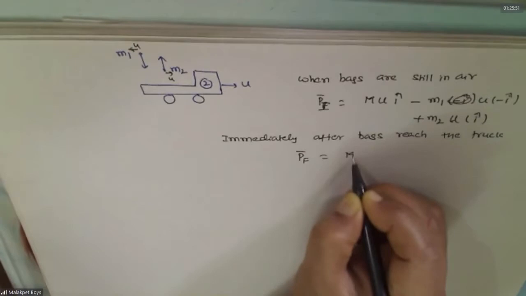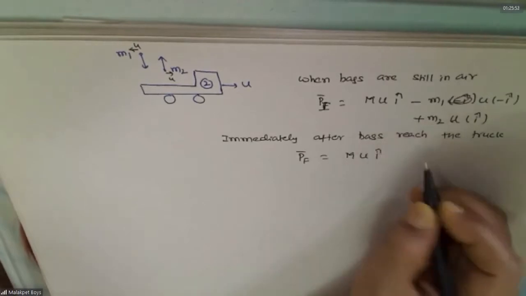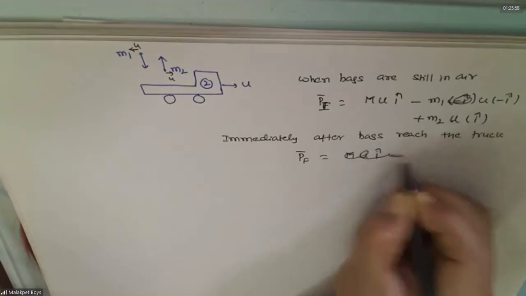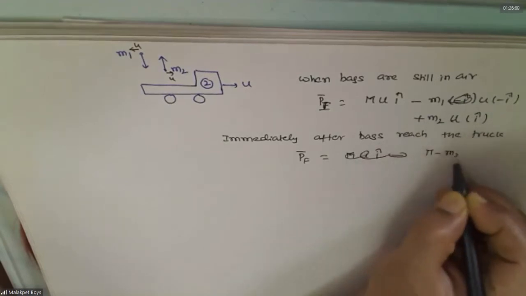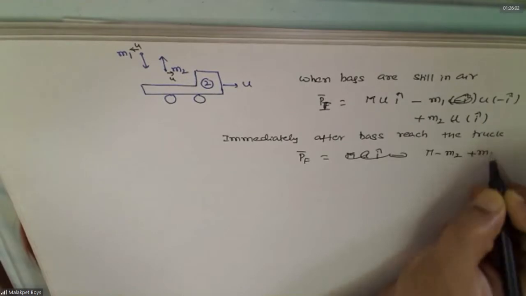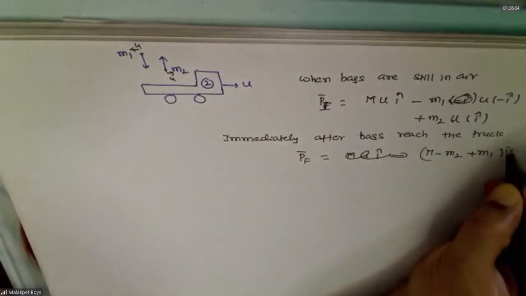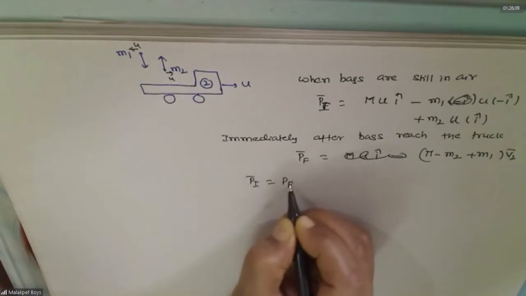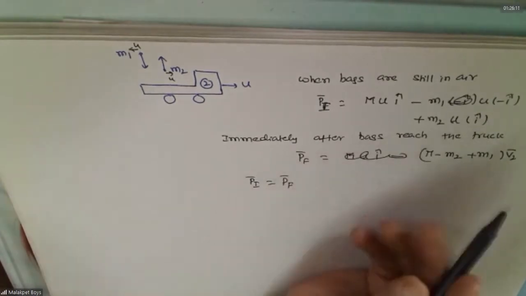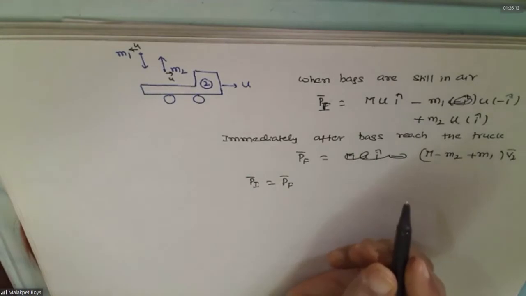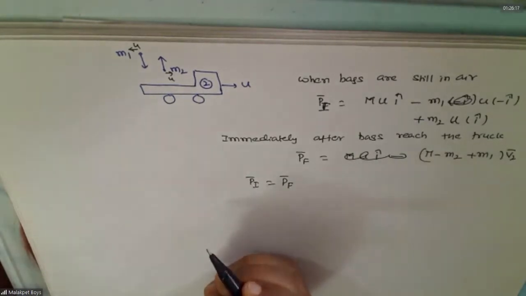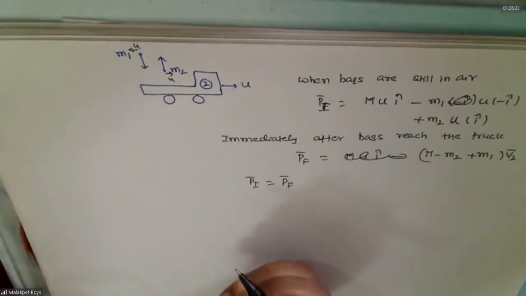What do you have? The truck continues to move like this. It has lost M2 and gained M1. Do you agree? Agree, sir. See, be careful. One sign wrong and the whole problem will go away. Now tell what you are getting. Understood what I am speaking? Understood, sir.